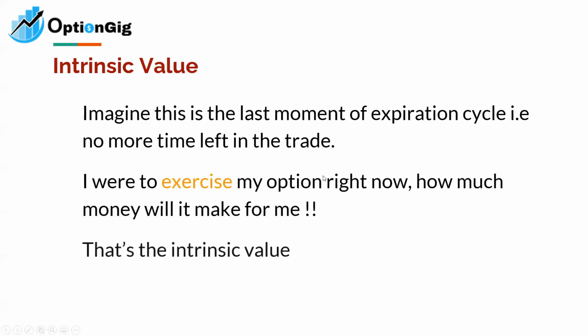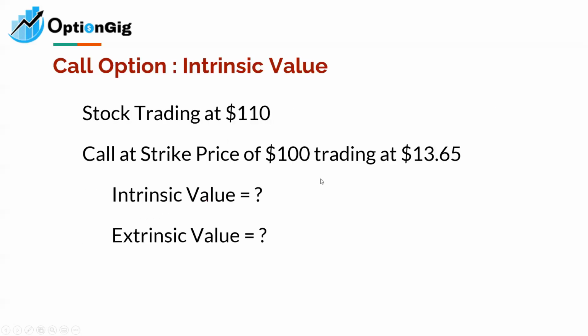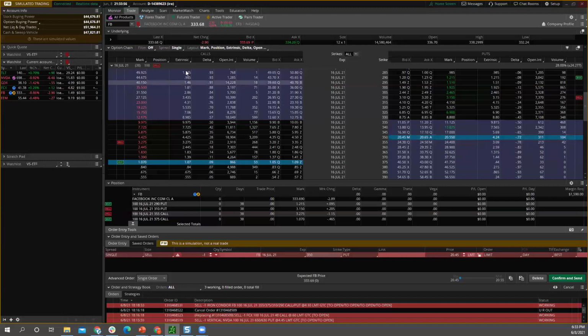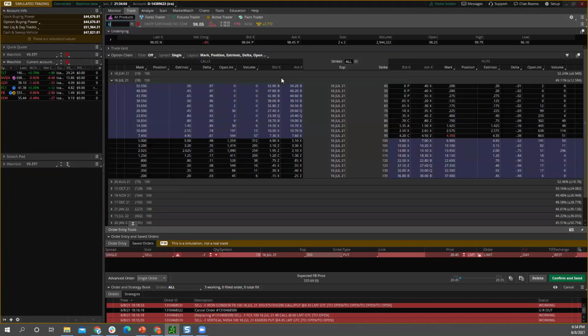Let's take an example. This is a call option example. Now the stock is trading at 110 and you are holding a call option with a strike price of 100. And that call option is currently trading at $13.65. What's going to happen? Instead of doing a put option, let's pick something which is close to 100. Where is Unity? Okay, 98. Decent enough.